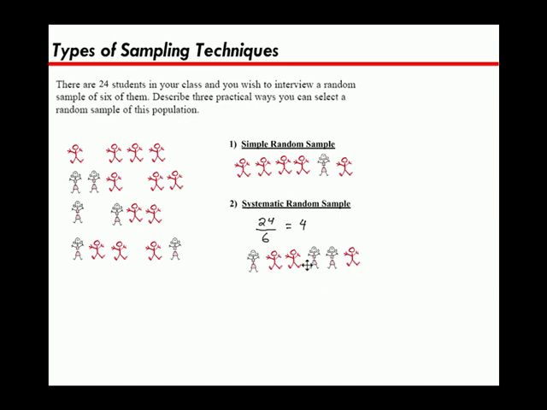And you can see this way I got a little bit of a more accurate representation of the population. I've got 3 girls and 3 boys in this sample. Okay, let's see the last technique.